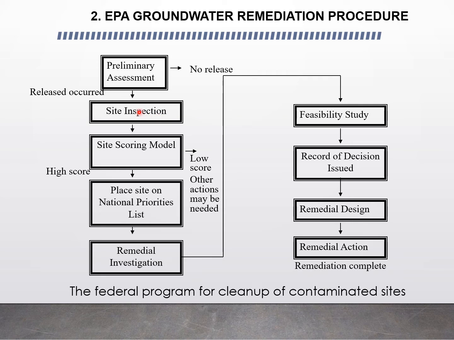Then from the site inspection, they need to determine the scoring of the site. If it is a low score, it is not quite dangerous. If it is a high score, it needs to be included in the NPL list. Then when included in the NPL list, we need to do remedial work. Then you do the feasibility study, record of decision, remedial design, and lastly the remedial action.